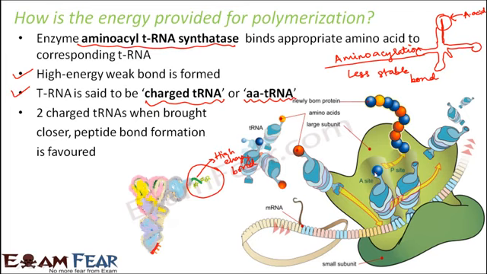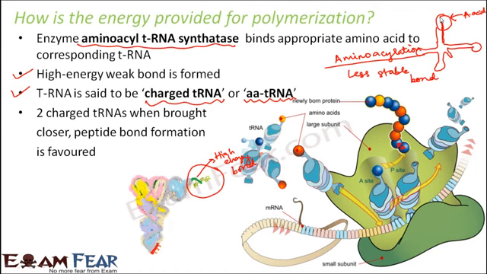So basically, this will get released from here. So energy will be released and that energy will be utilized to form the bond between two amino acids. So this is how we can say that the energy which is actually used up in formation of the peptide bond was actually provided by ATP when amino acylation had taken place. So I hope the entire concept is clear.